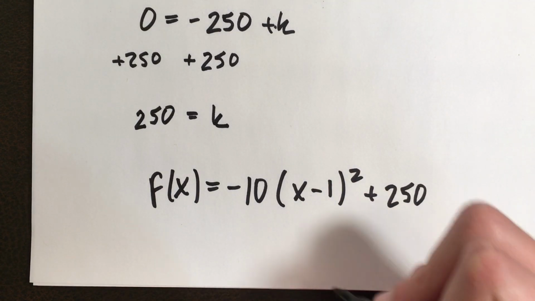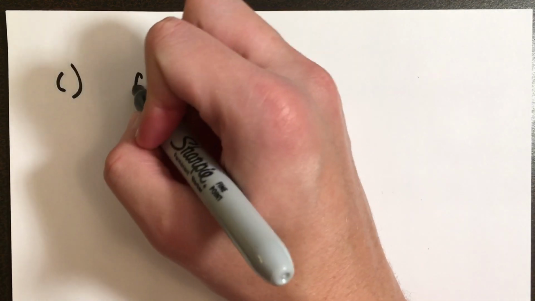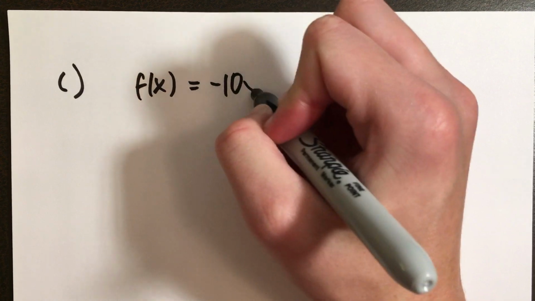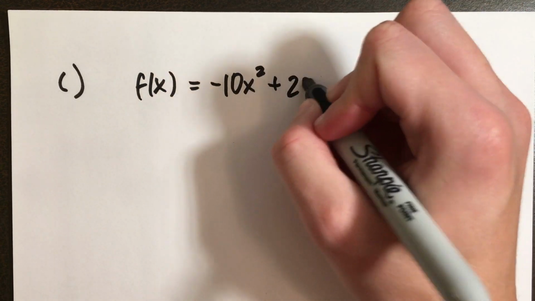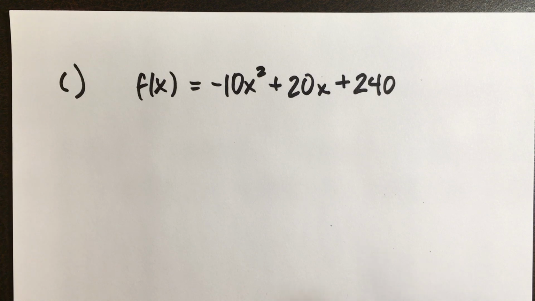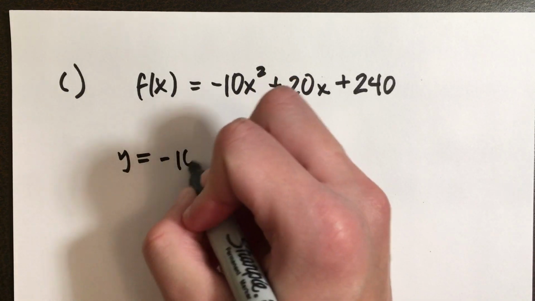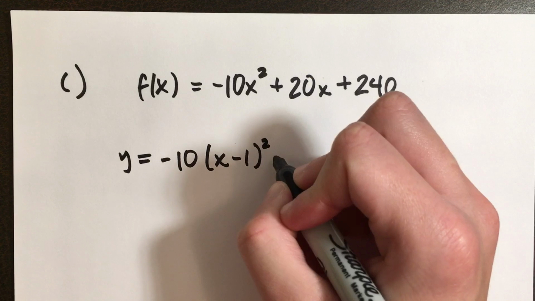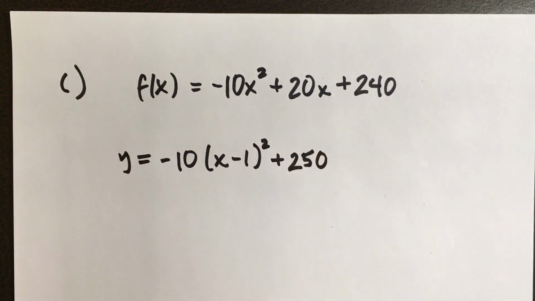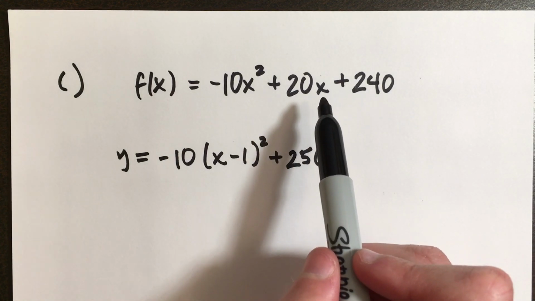So this means our vertex is at (1, 250). So the last part of our example problem, part C, is telling us to show that our graph can be written in the form of f(x) = -10x^2 + 20x + 240. So if we already know our equation in vertex form, which we did earlier, is y = -10(x - 1)^2 + 250. So if we have vertex form, then we are able to get it into standard or general form.